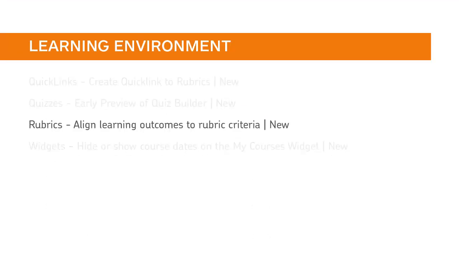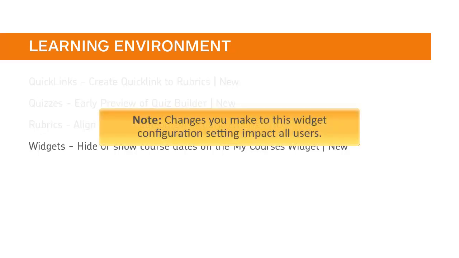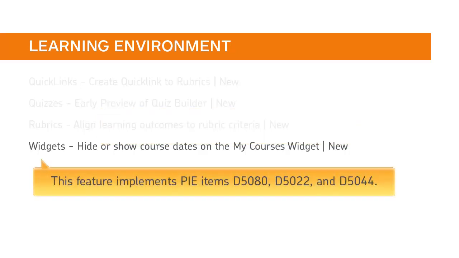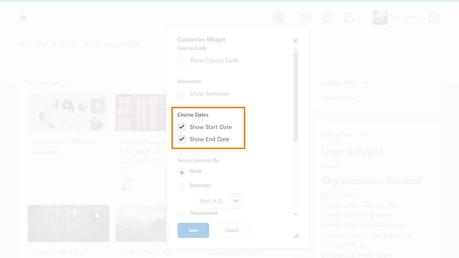Instructors can now align learning outcomes to rubric criteria. You can now customize the My Courses widget to hide or show course states. Note, changes you make to this widget configuration setting impact all users. This feature implements PI items D5080, D5022, and D5044. There is now an option to display course start and end dates when customizing the My Courses widget.